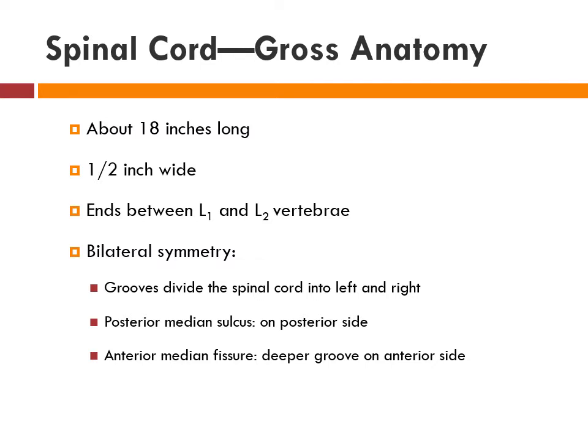and there's an anterior groove and a posterior groove. On the posterior side, it's called the posterior median sulcus. And on the anterior side, it's the anterior median fissure. And if you remember, a fissure is deeper than a sulcus, so the anterior median fissure is a deeper groove on the anterior surface, whereas that posterior median sulcus is a more shallow groove on the posterior surface. We'll see some pictures in a few slides.